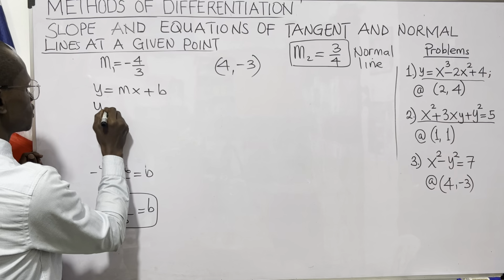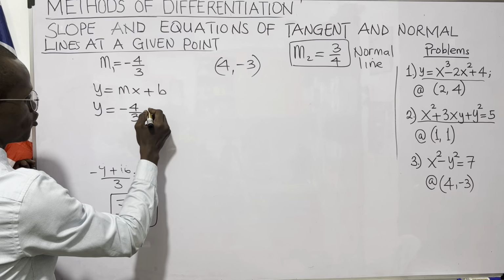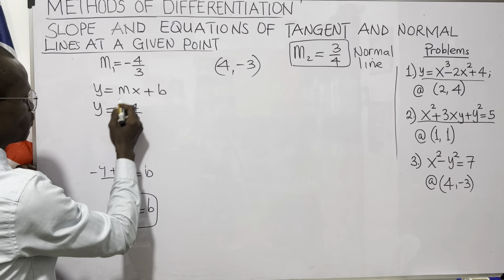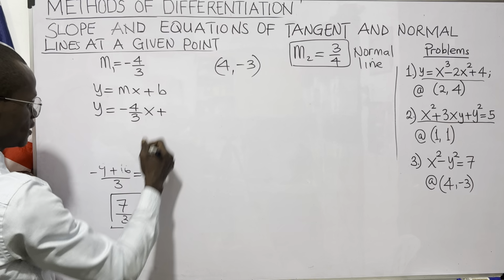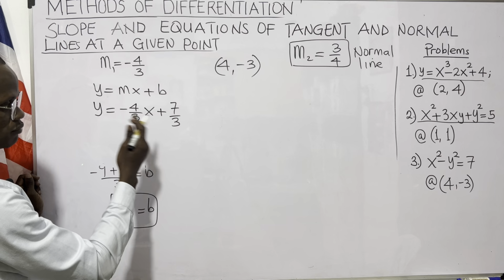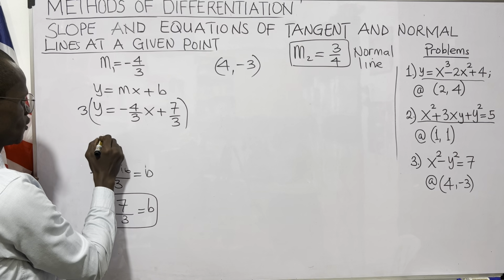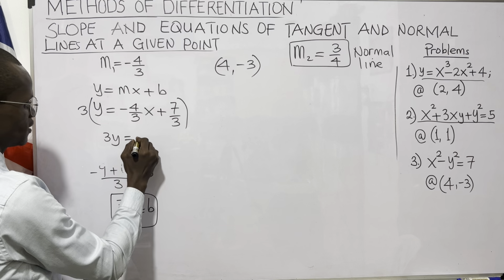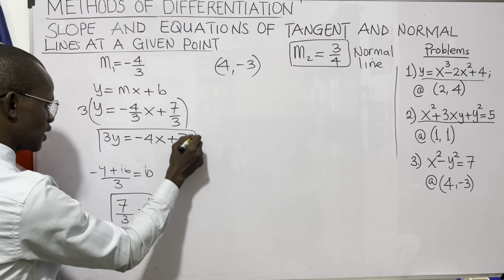So we have y equals, the slope is minus 4 over 3, x is 4. So we don't have to replace x again because x and y are the variables within the problem. And then plus b, now is 7 over 3. You can do it either way to get rid of these denominators. So we can multiply all sides by 3. So we have 3y equals 3 times this term. 3 and 3 will cancel. You have minus 4x. 3 and 3 will also cancel. You have plus 7.